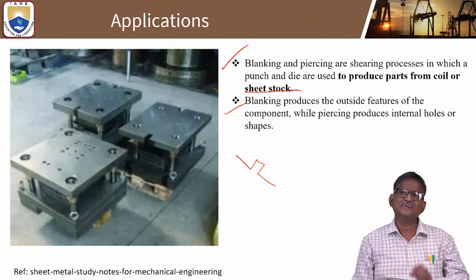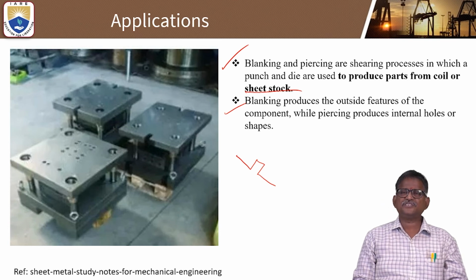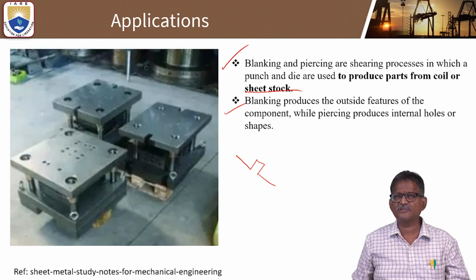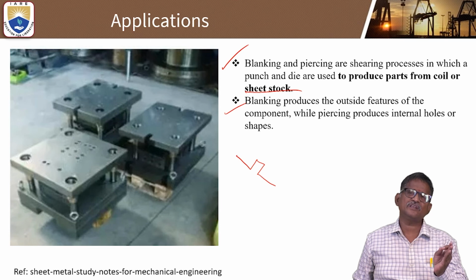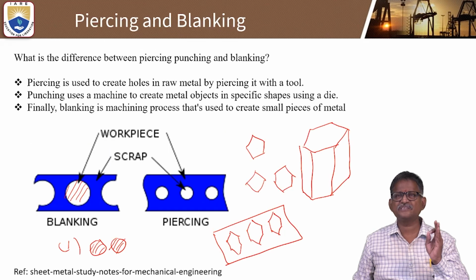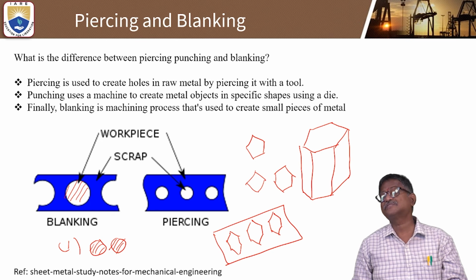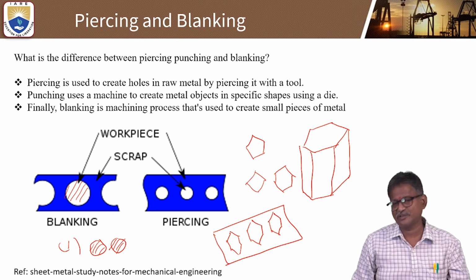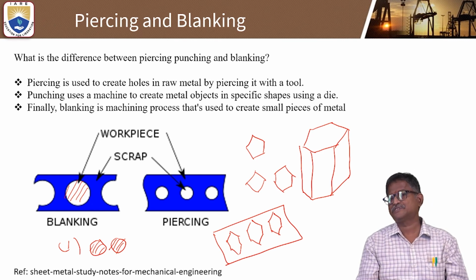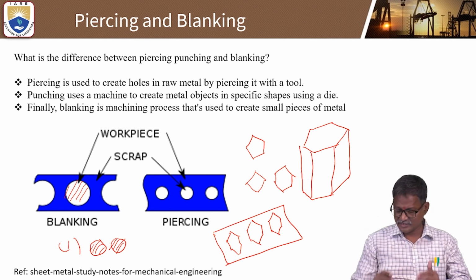This is the interesting aspect of blanking and piercing of sheet metal. I hope the students can understand clearly the importance of sheet metal operations. One of the most important things is piercing and blanking. Even in this type, sometimes they may ask some simple problems. They may give the diameter, they may give some dimensional changes. So how can you provide, where you can add, where you can delete.